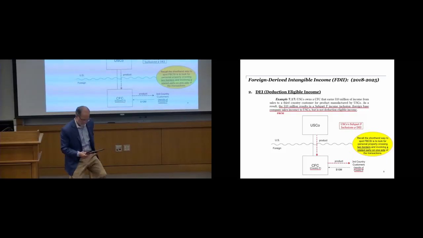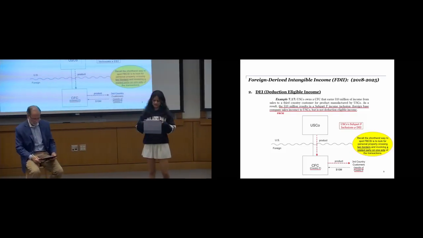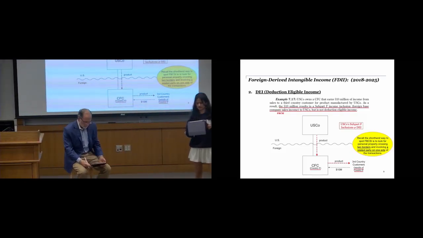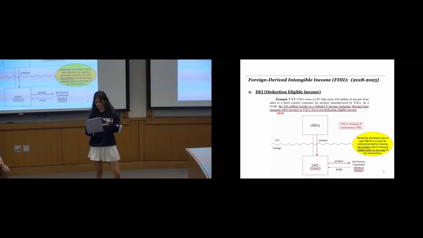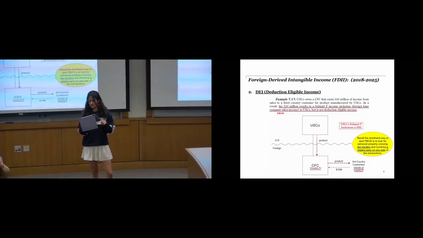So for this example, USCO owns a CFC that earns $10 million of income from sales to a third country customer for a product that's manufactured in the US. So it's crossing two borders with a related party on one side, which makes it Subpart F income. And then because of that anti-deferral regime exclusion, it won't be included in our DEI.